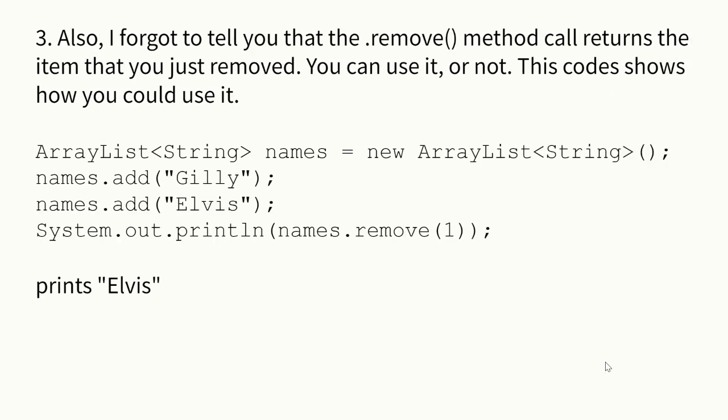And then finally, I forgot to tell you earlier that when you use the remove method on an array list, it actually returns the removed item to you. It doesn't just delete it. It grabs it, deletes it, and then gives it to you. So look right here. If I say array list string names, and I add 2 names, and then I remove item 1, notice this remove is inside of a print, and it would print Elvis. Because when I remove that item, it hands it to me.